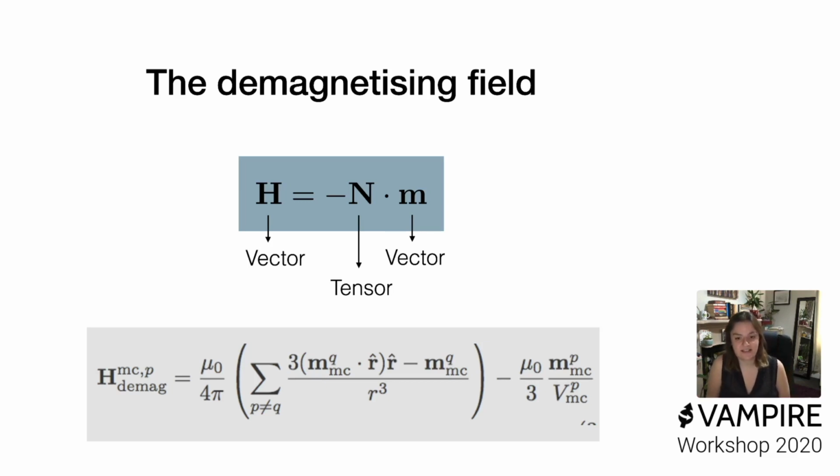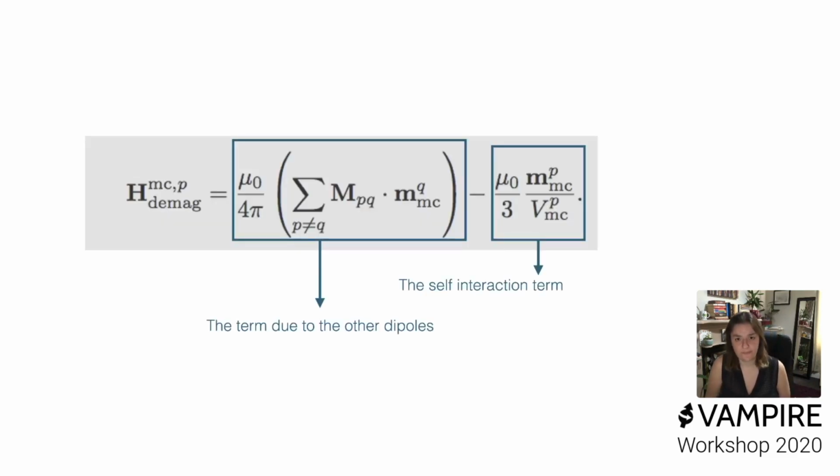I've shown the demagnetizing tensor here, and as you can see, it's proportional to the magnetization of atom J and the distance between atoms I and J. As we can see here, it falls off with 1 over r cubed. This can be split into two terms. The first term is the term due to all the other dipoles. So if you take one dipole, it's the interaction of this one dipole with every other atom in the system. And then the next is the self-interaction term.